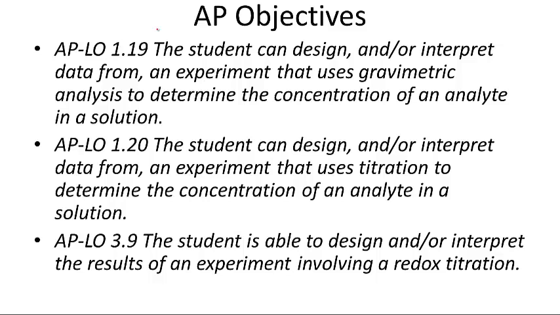And then 3.9, the student is able to design and or interpret the results of an experiment involving a redox titration. We'll actually do one in the lab at the end of the year when we come back to redox reactions. I think it's a good way to tie things back for later. But we just did some examples of that. What questions do you have about chemical analysis before we call it a day?